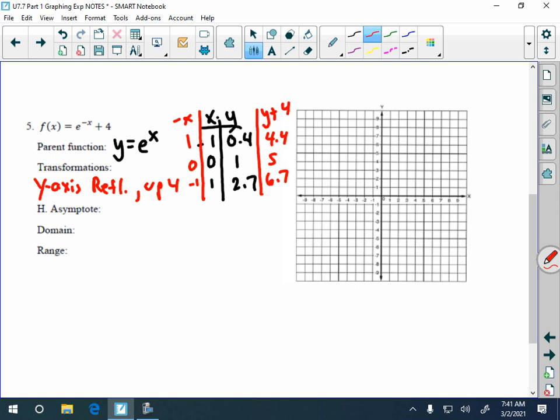Plotting those points, 1, comma 4.4, 0, 5, negative 1, and then up 6.7, right?